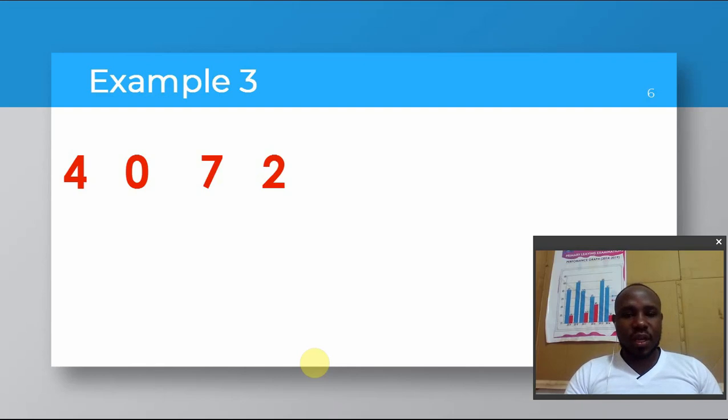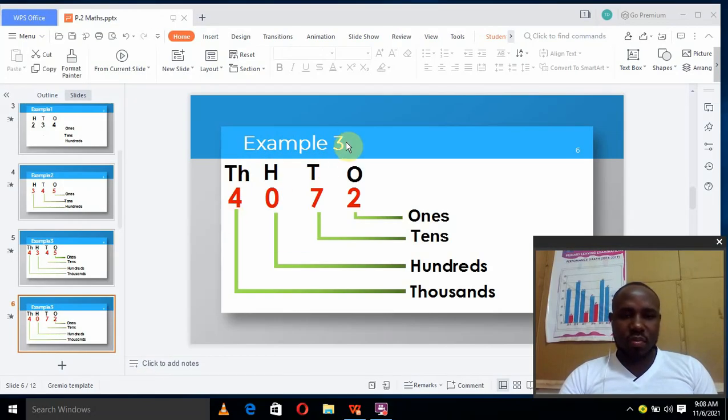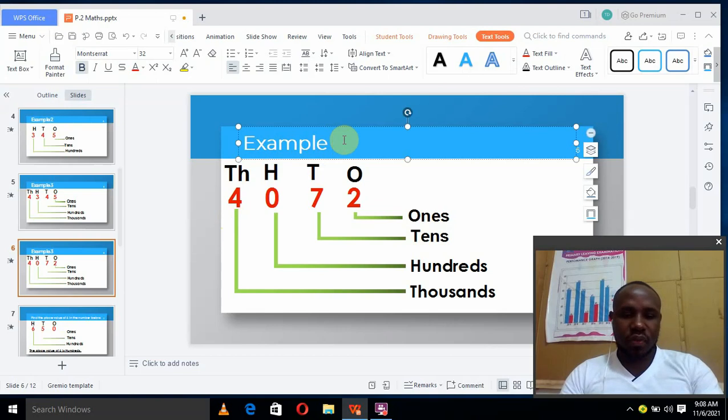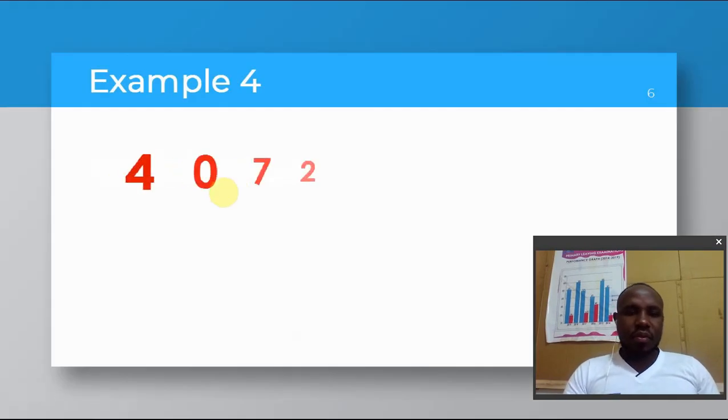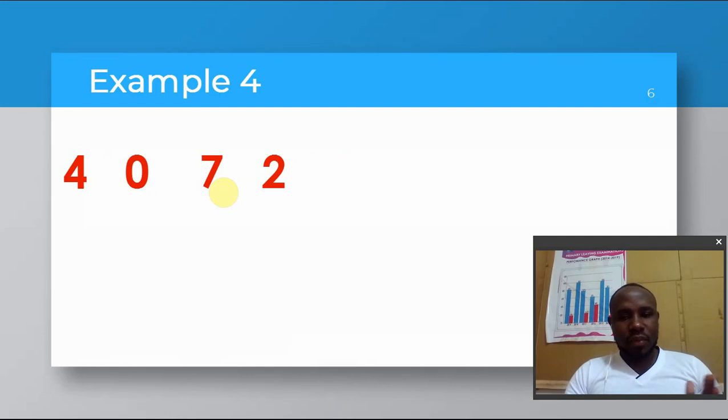Let's go on here. Let me first change this one. It's supposed to be example 4. This is example 4. Now in example 4 we have our number 4072. We have said we begin from the right hand side. We begin from here as we move to this one, and lastly this one.